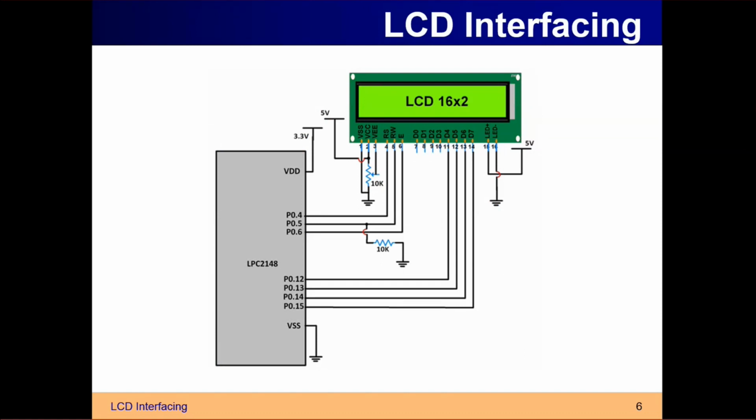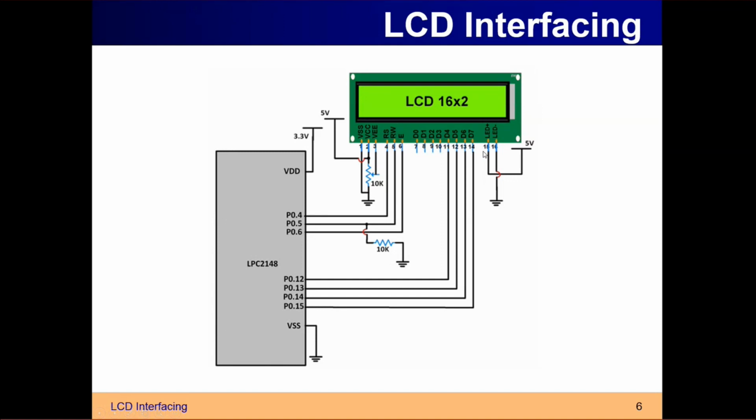Let us take this circuit diagram of the experiment we are going to do. Here I am going to use 4-bit mode of the LCD. For an LCD display, there are two modes of operation, known as 8-bit mode and 4-bit mode. In 8-bit mode, we can give the 8-bit data directly to the 8 data lines. But here I am going to show 4-bit mode.